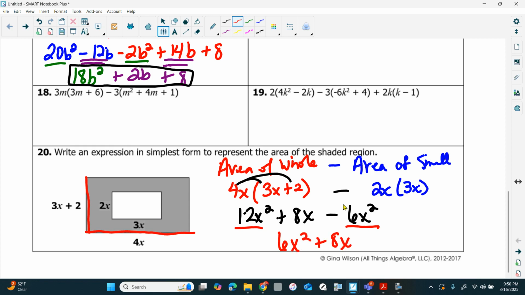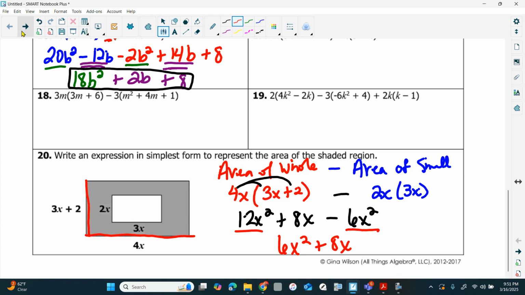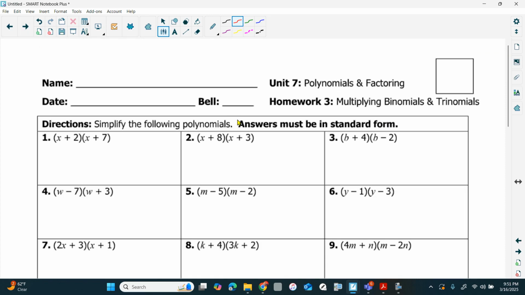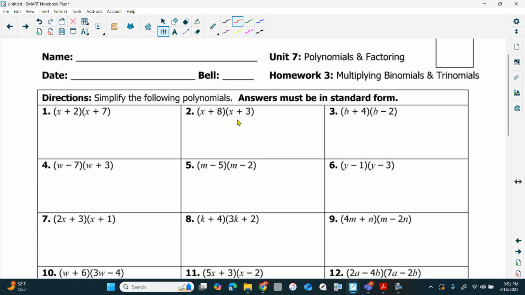Okay. So the homework 2 is distributing just a binomial one term to everything inside the parentheses. And then homework 3 on the back goes back to binomial. So let's go back to using your FOIL method. You're going to always do first term, outer term, inner term, last term. This is exactly what the Edpuzzle is over.